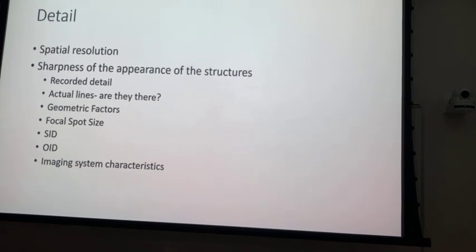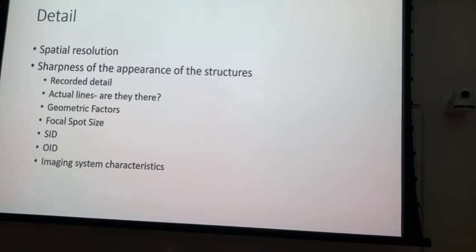So detail, again, if you just see detail, it's going to be actual detail. That's the lines as opposed to visibility of recorded detail. Visibility is all about contrast. So detail, resolution, without any qualifier to it, is how sharp are those lines? Are they fuzzy or are they truly sharp? All right, so that is our spatial resolution. It's sharpness of the appearance of the structures. It is our recorded detail. That's the actual lines. Are the actual lines there? And are they sharp? It's controlled by our geometric factors.